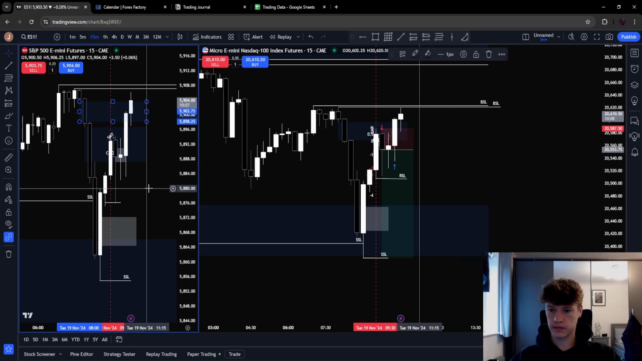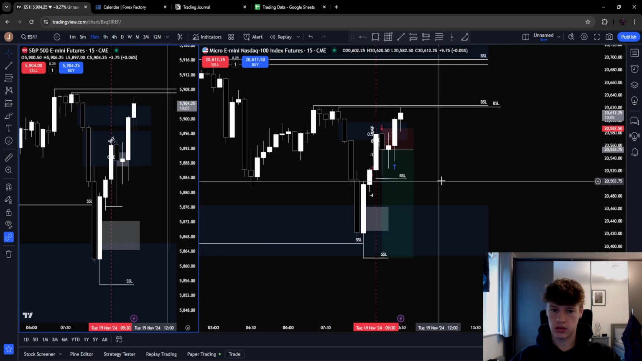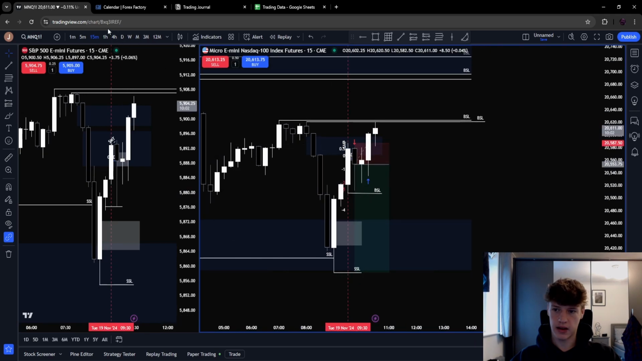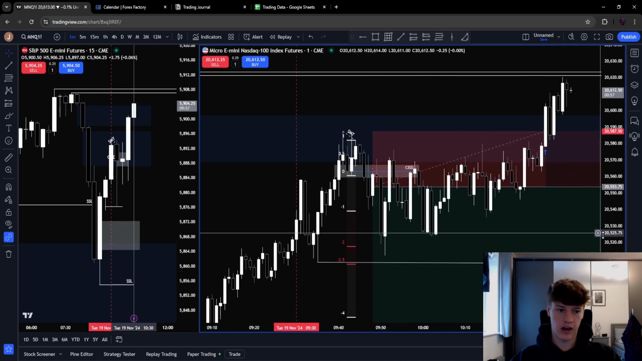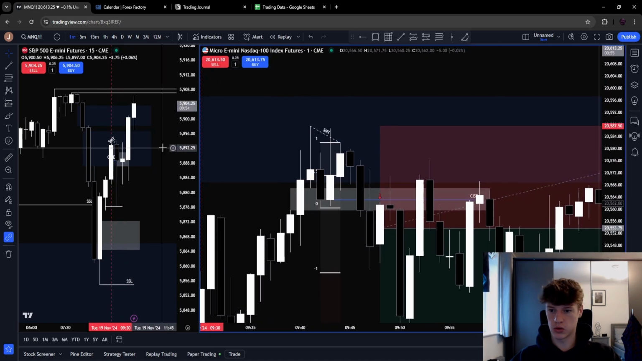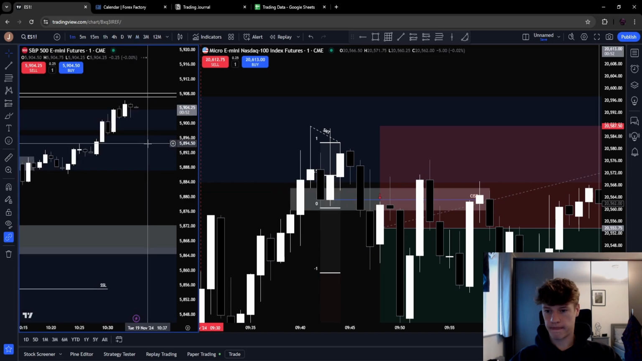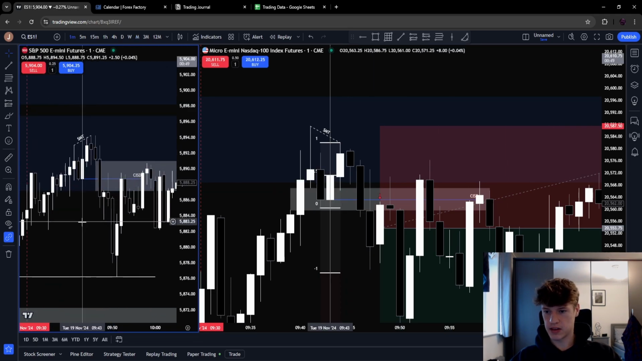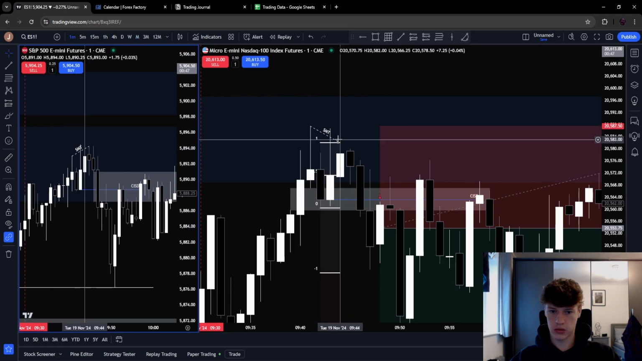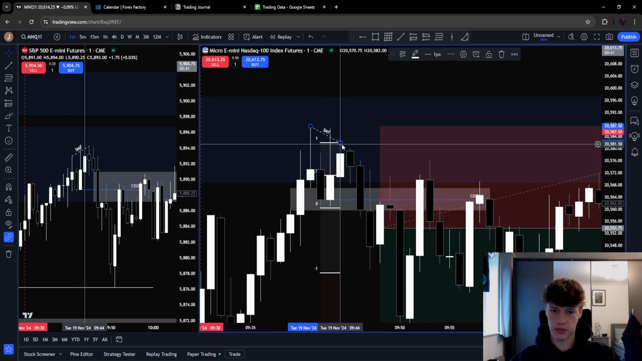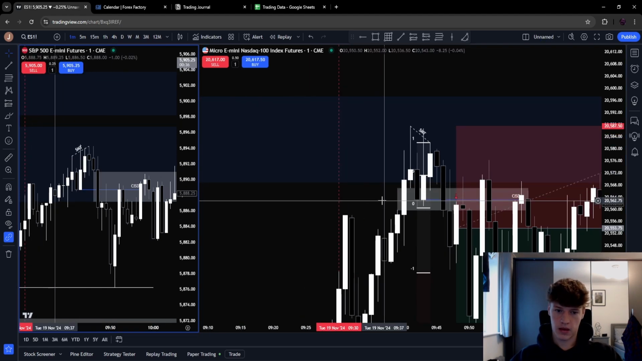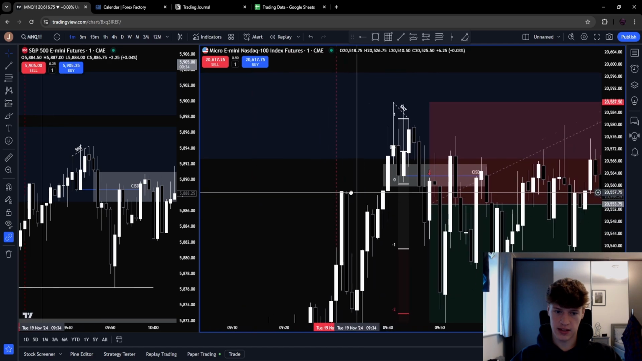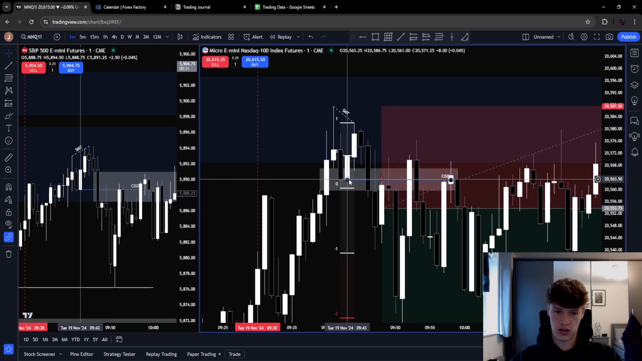So what I was looking at was NQ came up, started respecting this imbalance, and I was waiting for an SMT. Yesterday was a 5-minute SMT, but today was this small 1-minute SMT right here. NQ still didn't take it there, but there's the high that was made. So I took that as my SMT. Here's the manipulation leg.